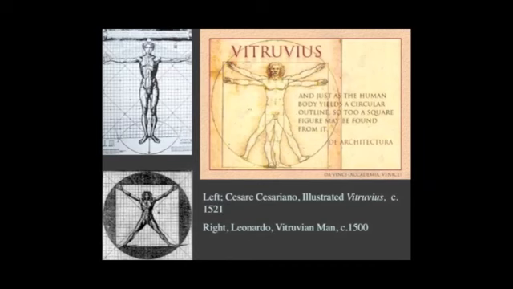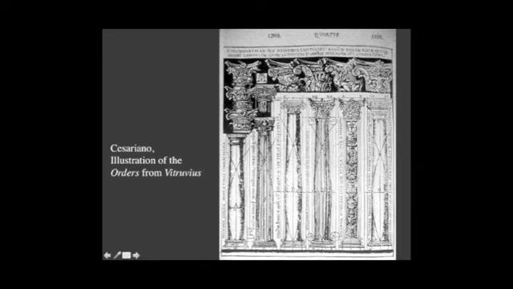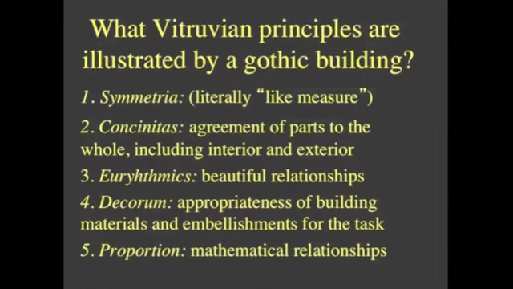This is just Cesariano's fabulous looking drawing of the Vitruvian man over here. These are Cesariano's drawings of the orders. When Cesariano is looking at the Milan Cathedral to illustrate the principles of Vitruvius, these are the things he's looking at. Symmetry, which literally means measure. Concinnitas, which means agreement of parts to the whole, including interior and exterior. Eurythmia, which means beautiful relationships or beautiful rhythms. Decorum, which means the appropriateness of a building and building materials and embellishments to the task, and proportion.